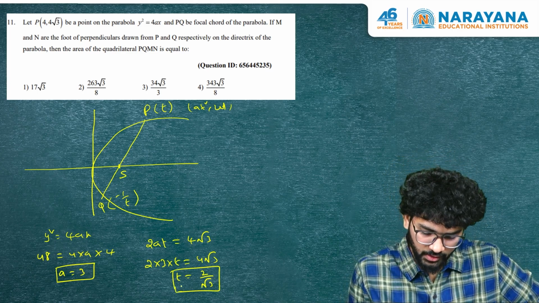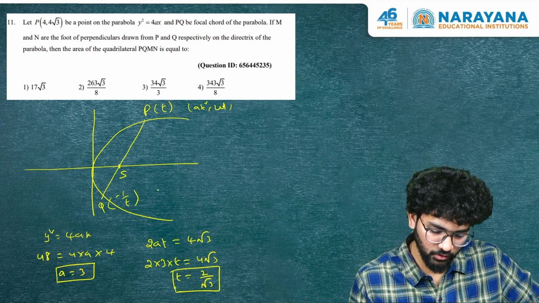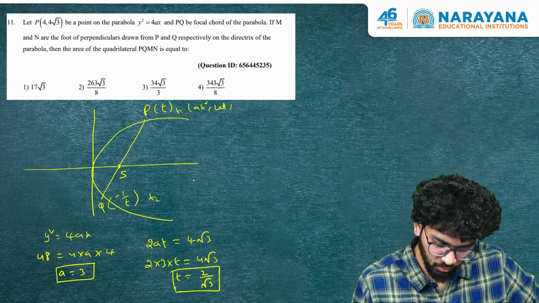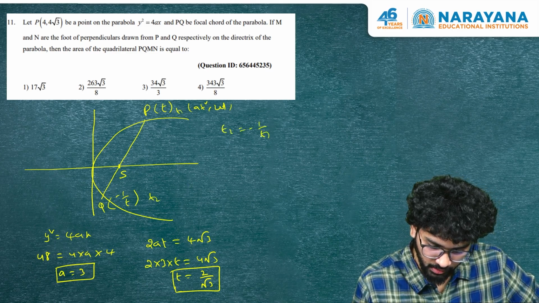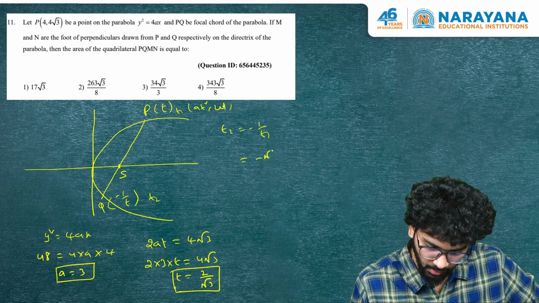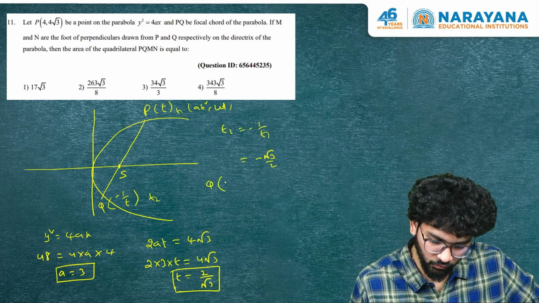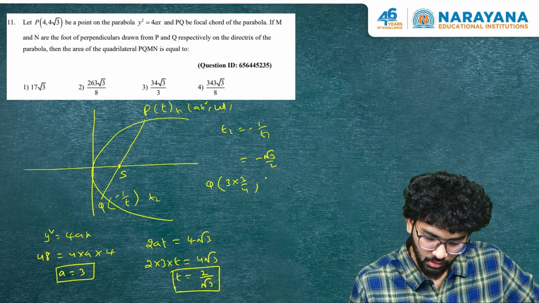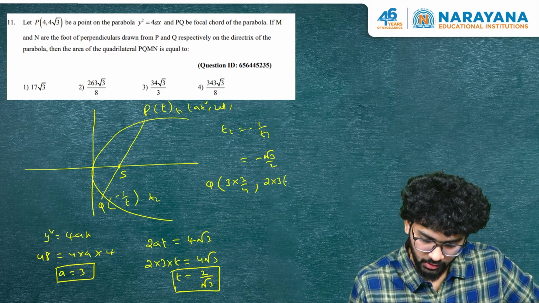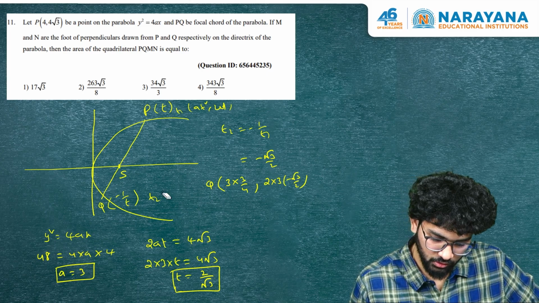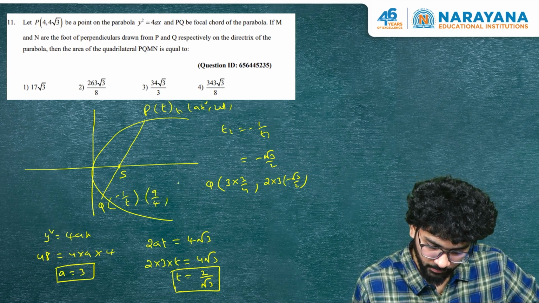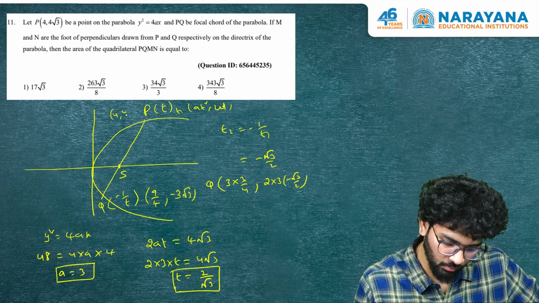So once we get t equal to 2 by root 3, for the other end, if I take this as t1 and this as t2, then t2 is equal to minus 1 by t1. So that will be equal to minus root 3 by 2. So point Q will be (at square, 2at), that is 3 into 3 by 4, 2 into 3 into minus root 3 by 2. So this point Q is (9 by 4, minus 3 root 3), and point P is (4, 4 root 3).